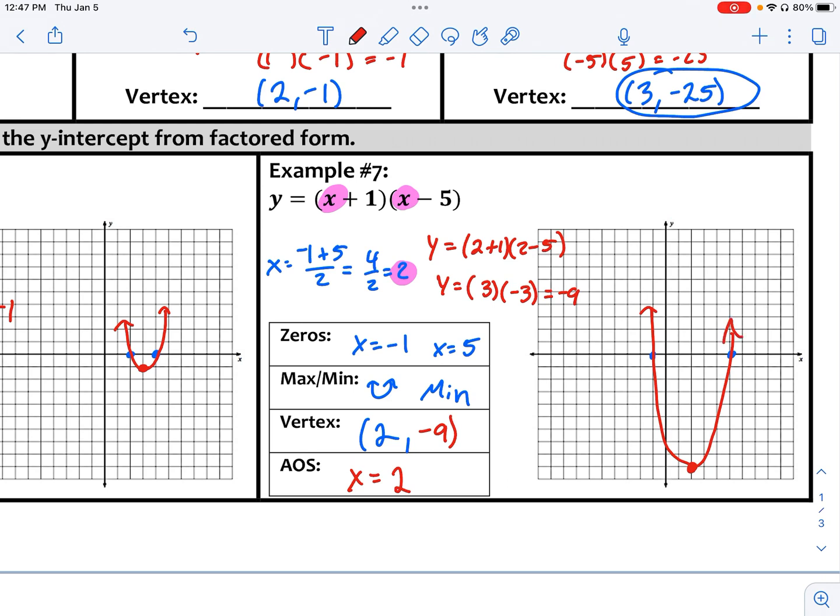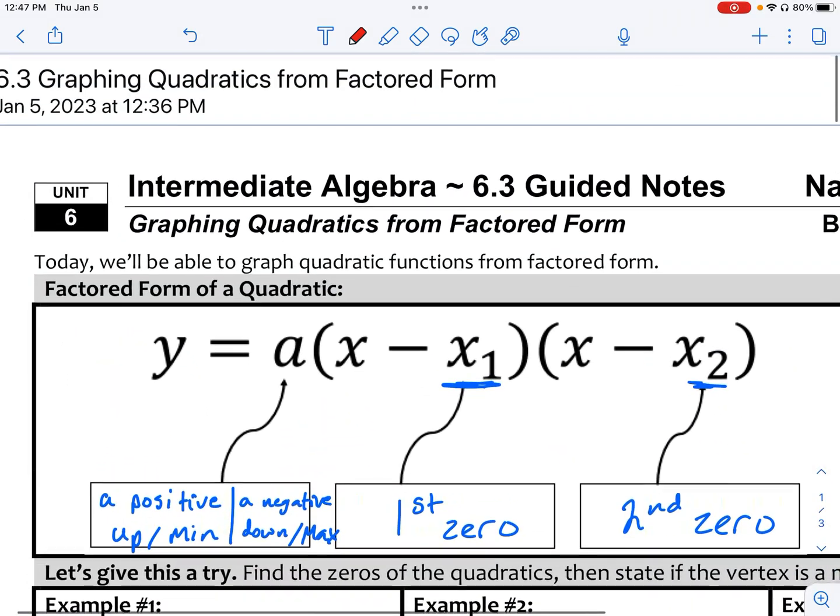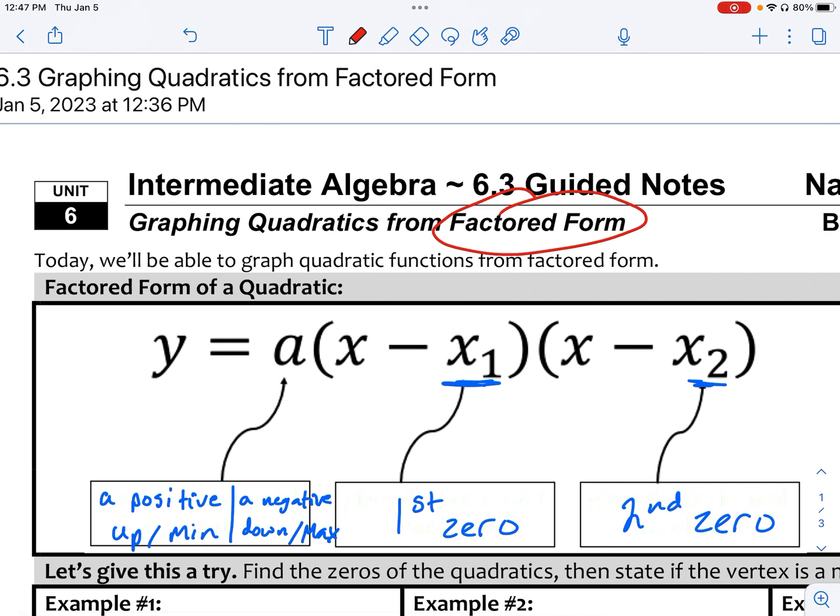All right, you now know how to graph in vertex form. Nope, not vertex form. Factored form. There we go. All right, you may now try your 6.3 practice. Good luck. Let us know if you need any help.